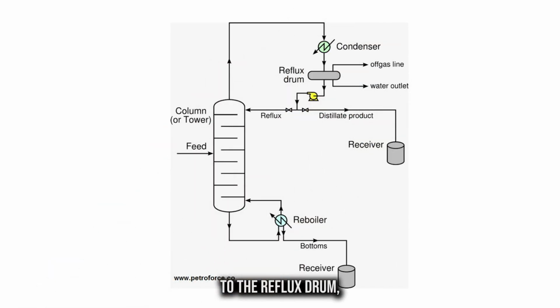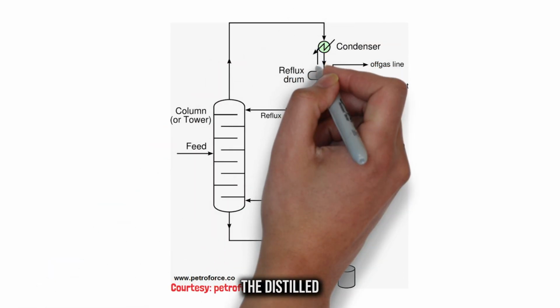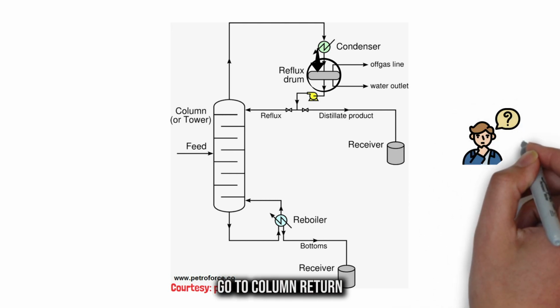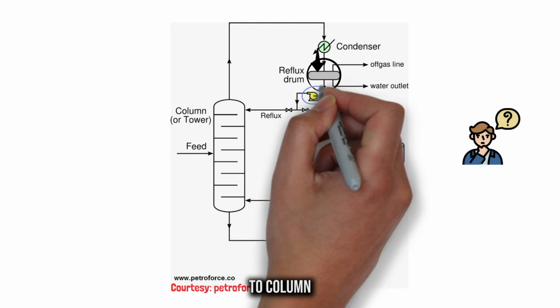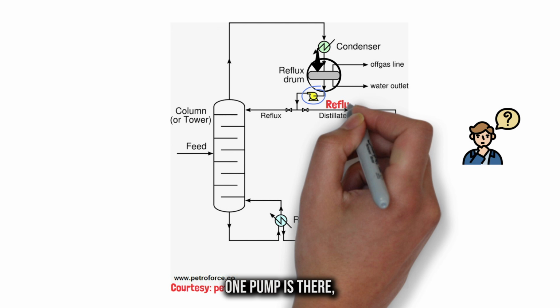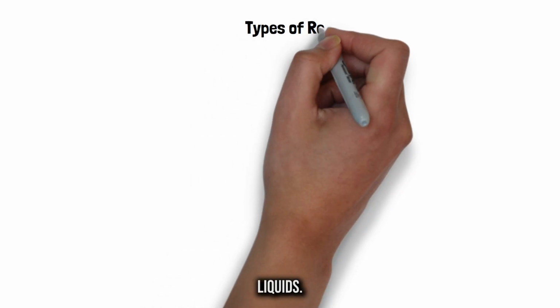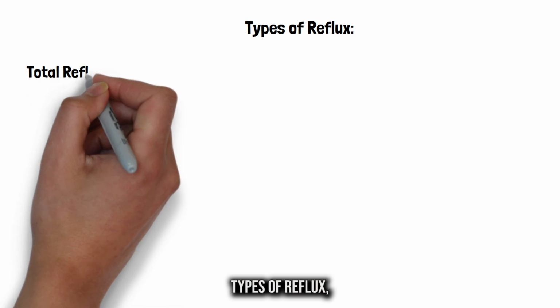After condensation, the liquid goes to the reflux drum, which helps to store the distilled liquid. Then how will it go back to the column? In between the reflux drum and the column, there is a pump, called the reflux pump, which helps to transfer the liquid. Types of reflux.